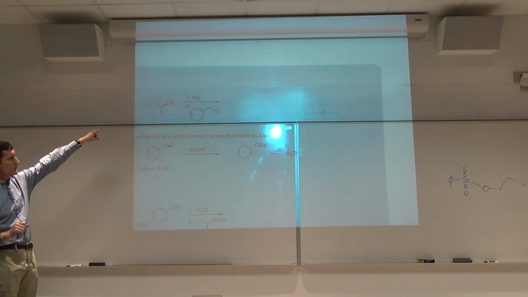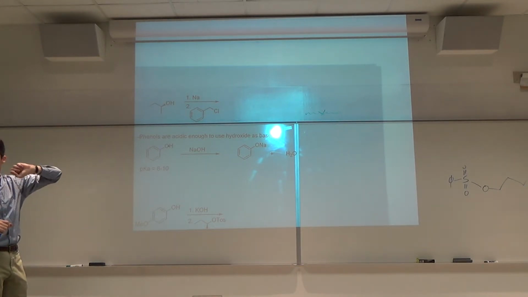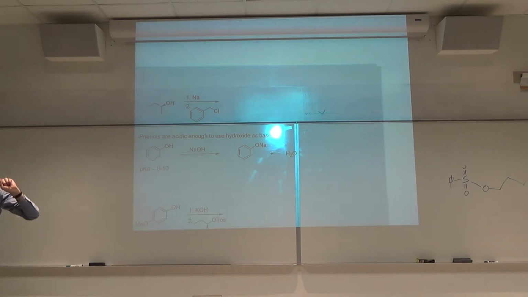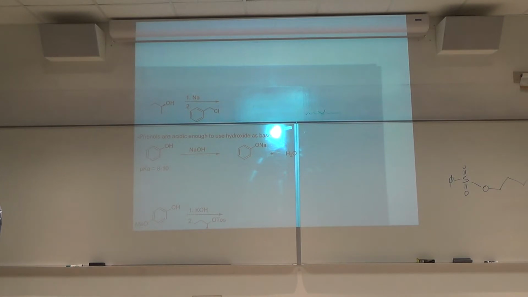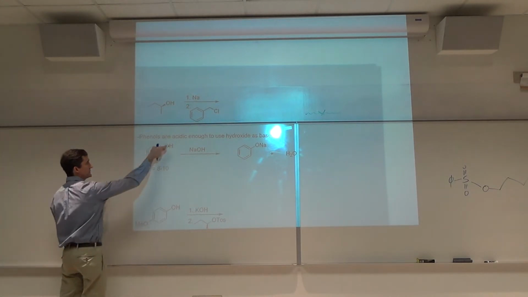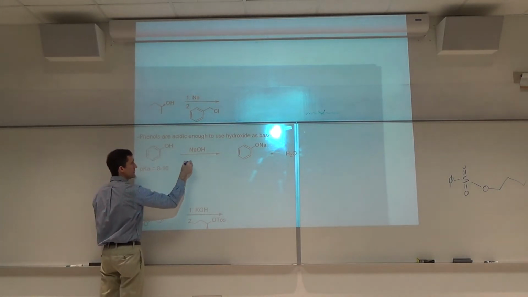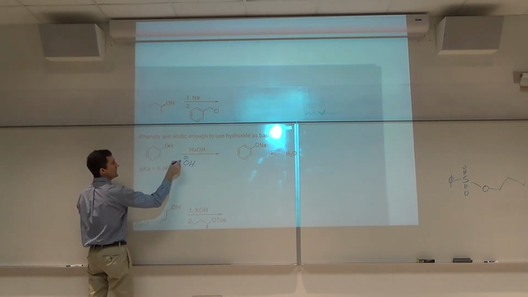Regular alcohol is about what? It's about 16, like water. It's about 1,000,000 times more acidic because of the resonance stabilization of the anion. Here you can use hydroxide, a very convenient, very cheap, readily available base.